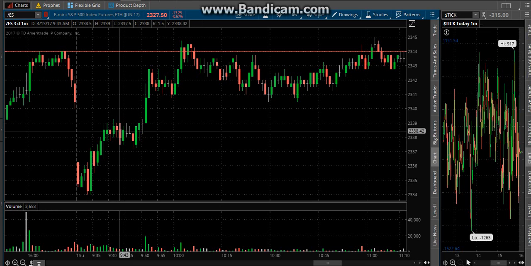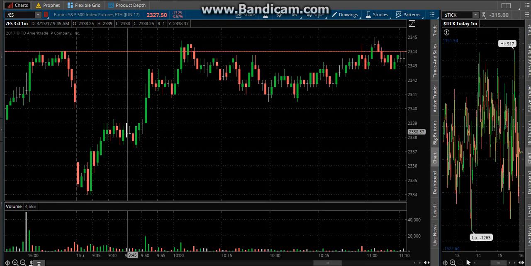Once I visually see a pullback, my main entry tool is the dome, guys. What I want to look at with the dome is absorption volume. In this case, I want to see sellers come in, absorbing the buyers and capping the market and stopping it. That's what I want to see, because that means the sellers are starting to get aggressive, and that's what triggers me to get in.